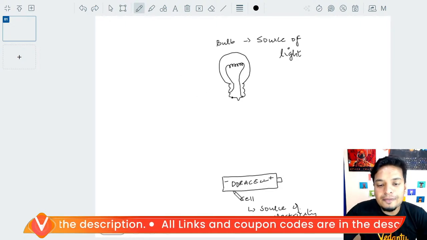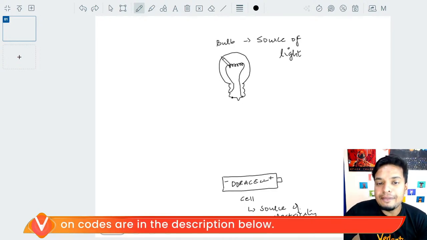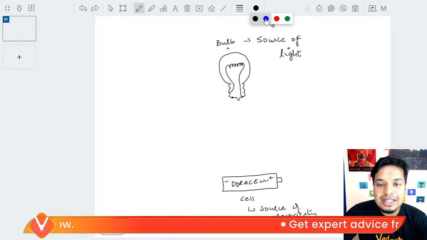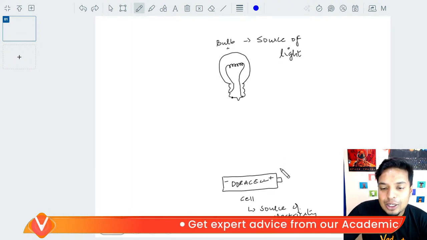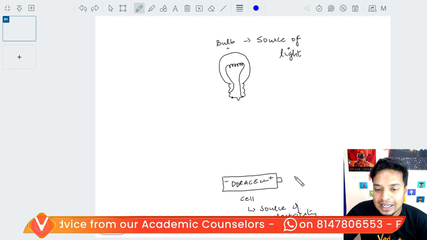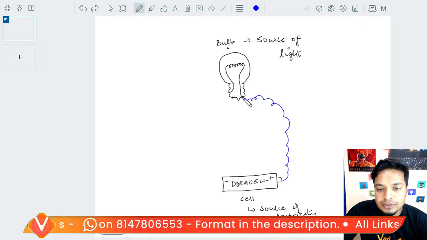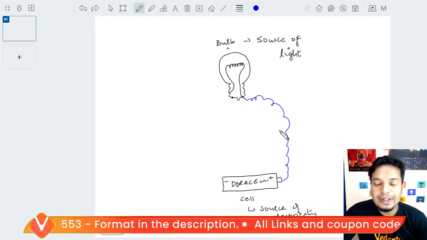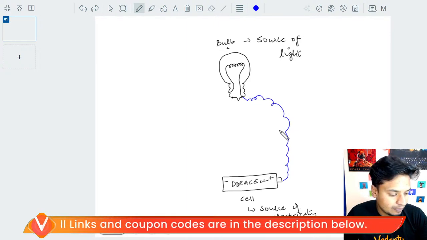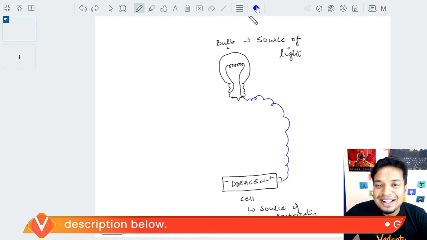Great. Now what if I have to connect this cell with the bulb? What do I need, guys? What do I need if I have to make this bulb glow? I would need some set of wires, exactly. So I will take one wire, attach it to the positive terminal of the cell. This is positive, this is negative. And connect this wire to one terminal of the bulb here. Now one is done. Will the bulb glow now? No, right? The bulb would not glow. I need one more wire.